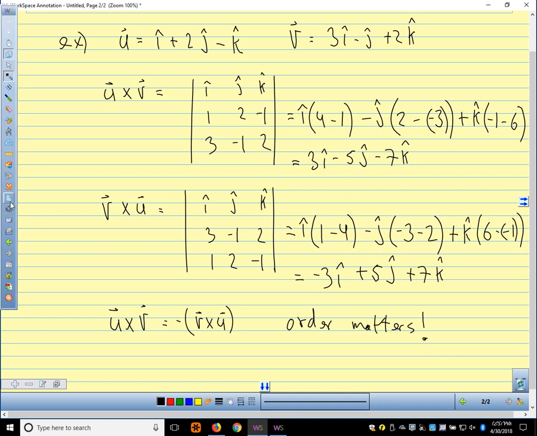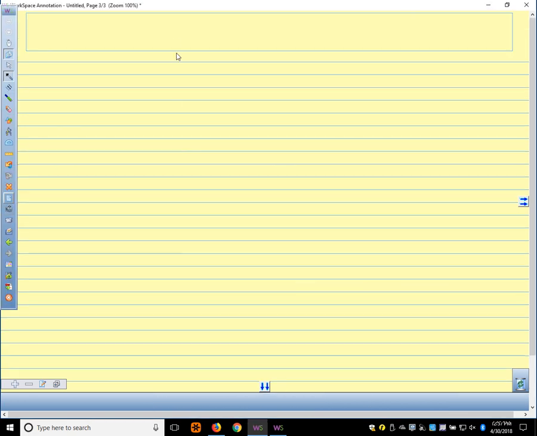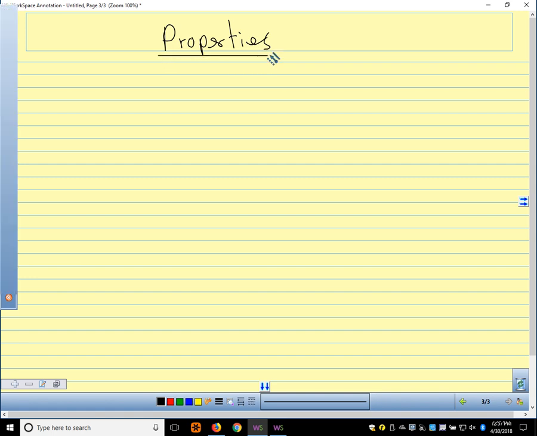Okay, let's talk about the properties of the cross product. These first ones are some properties of how we do arithmetic with cross products. Well, we saw u cross v equals negative v cross u. Order matters.